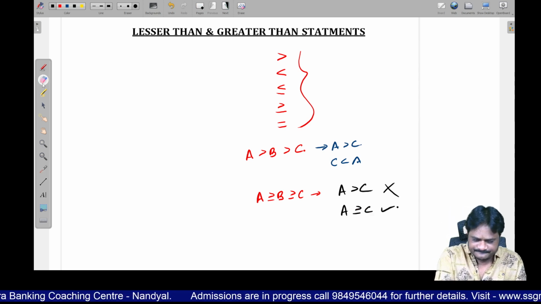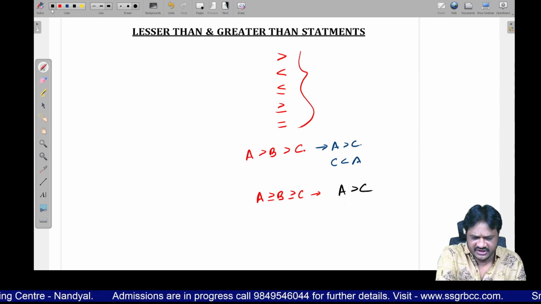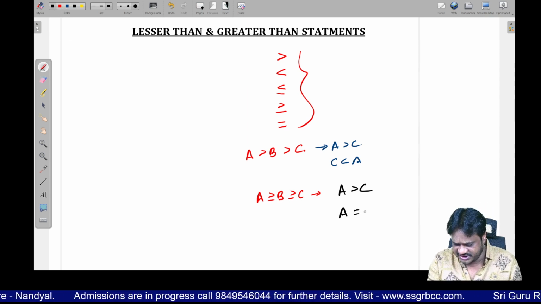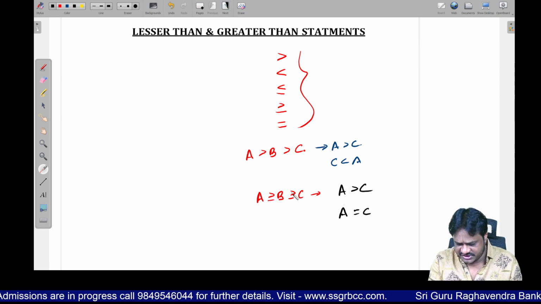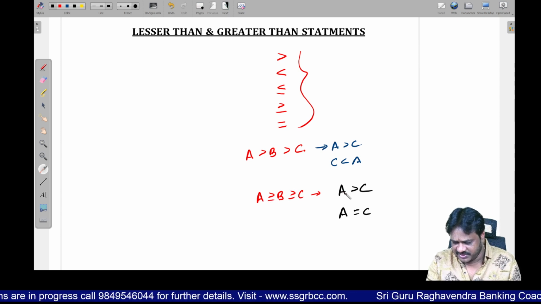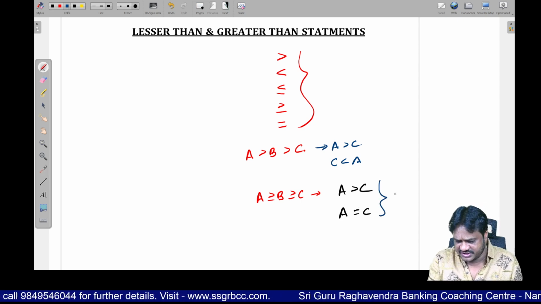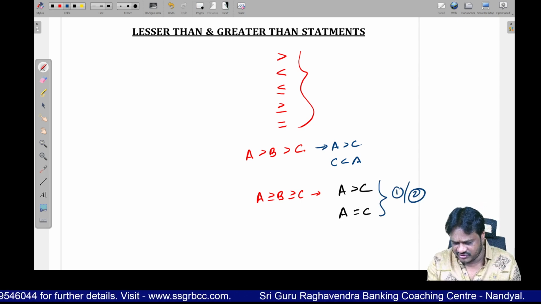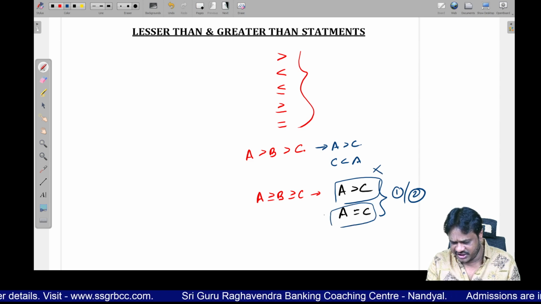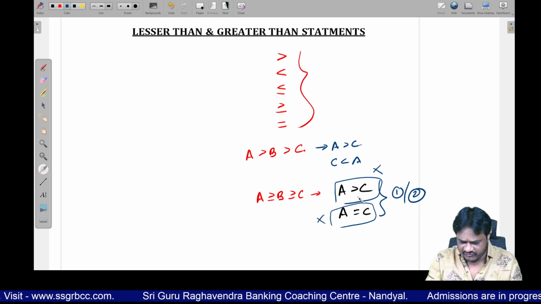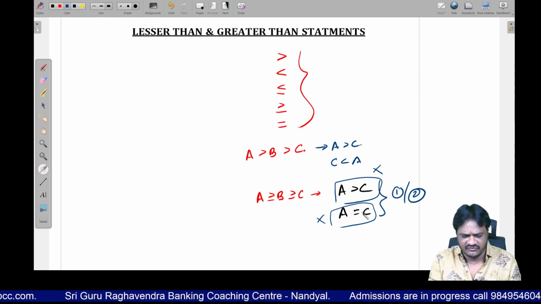Now, A greater than C alone does not follow, but if it is given like this, A greater than C and A equal to C, see, the relation between A and C is greater than or equal. That means A greater than C or A equal to C. Here our answer is either 1 or 2. Only A greater than C will not follow. Only A equal to C does not follow. If both are given, we can say either 1 or 2 definitely follows.